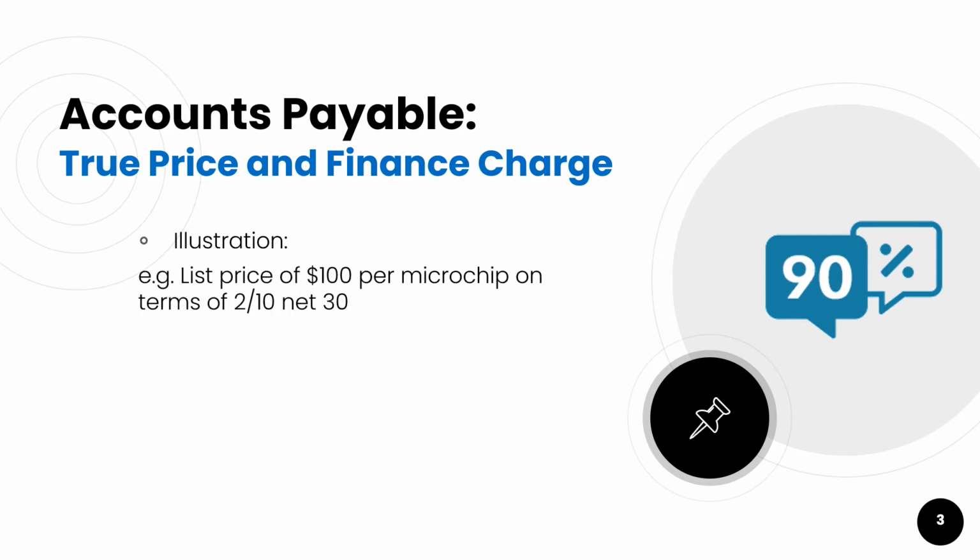The list price of a microchip is $100. The terms of purchasing are 2% 10 net 30. This means that if payment is made within 10 days, a 2% discount from the list price will be granted. Hence, what composes the list price are $98 true price plus $2 finance charge. This is what was mentioned earlier, that credit is costly if the seller offers discounts, because the discount you will not take will be considered a finance charge.